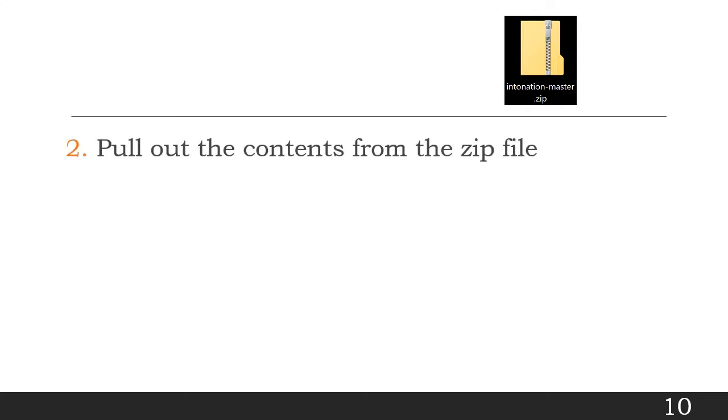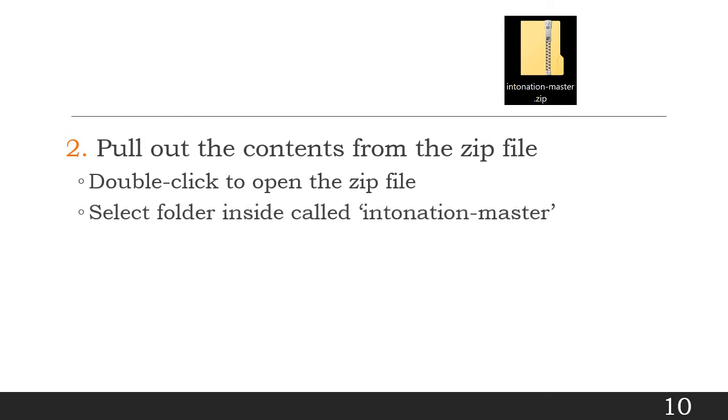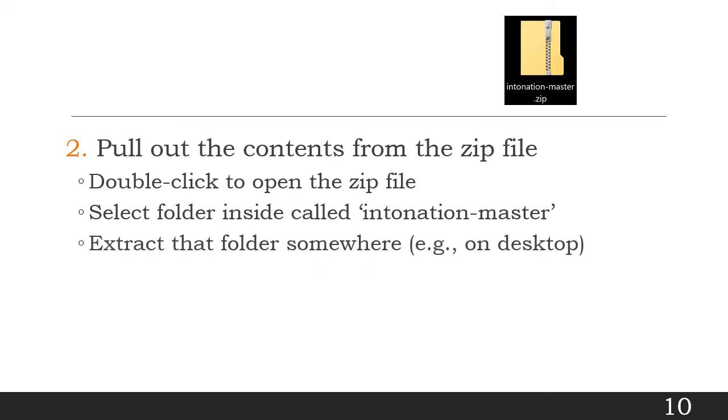Once you've downloaded it, you will have this zip file somewhere on your computer. And so what you need to do next in step 2 is to pull out the contents from the zip file. I don't recommend just right-clicking and doing extract. Actually, it's better if you double-click to open the zip file, select the folder inside called intonation master, and then extract that folder somewhere, for example, on your desktop.